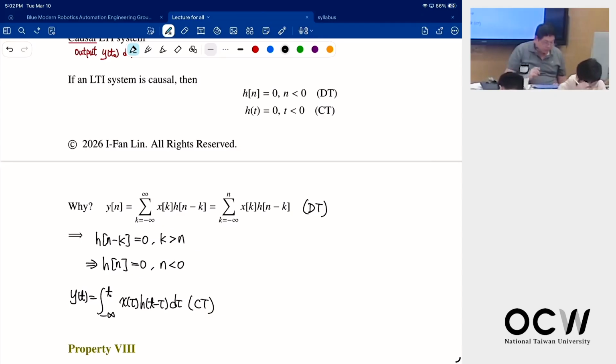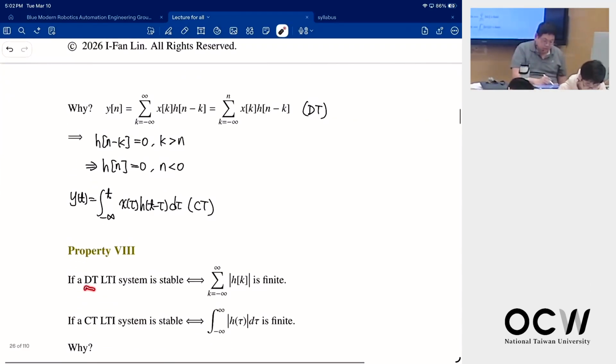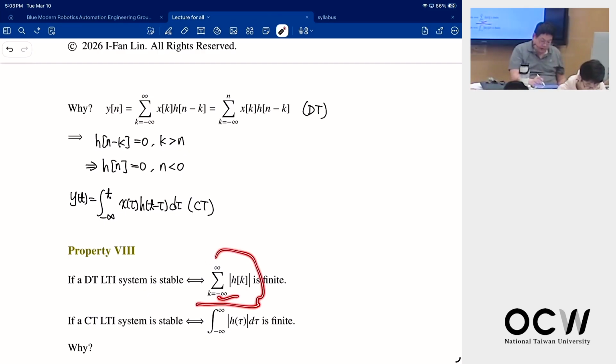Last one, we need to check if the system is stable or not. For discrete time, that means this is finite. And for continuous time, the integration of this system's response is also finite. Okay, so let's prove why we say that if you can find that this is finite, then the system is stable.